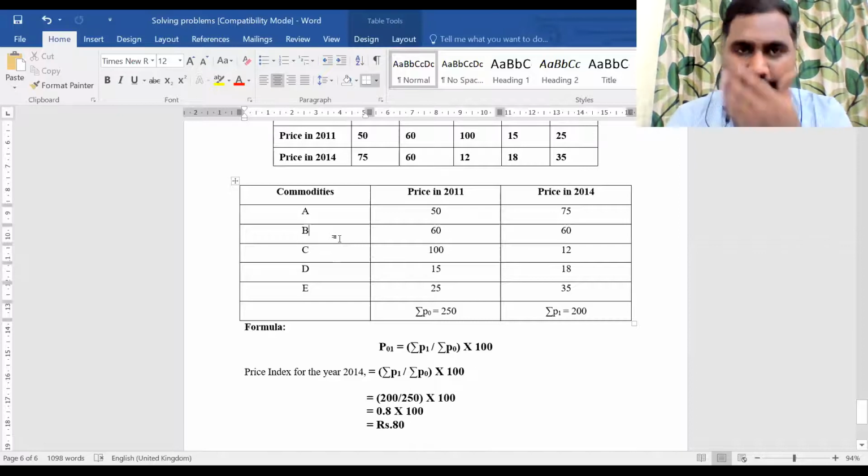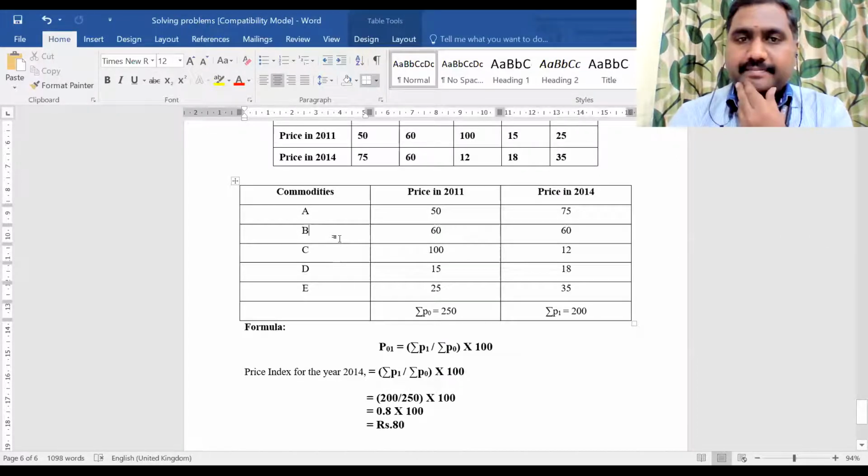Everyone has copied this problem? Two problems. Everyone has copied? If copied, tell me, I will stop sharing the Word document. Okay, fine.